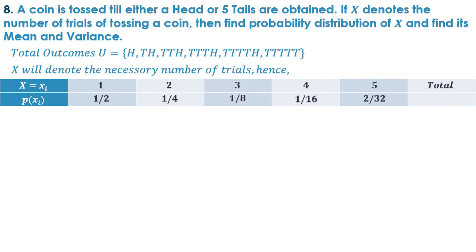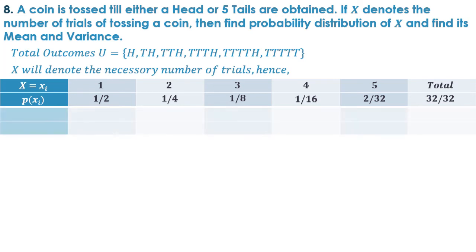I am not simplifying it here, but as you can see, if you take an LCM for all these values, you will get the total as 32 upon 32. I don't actually need that LCM right now, so I am not showing it here. It takes up some space in time which I don't have right now. Let's move on to the main thing. This is your probability distribution.